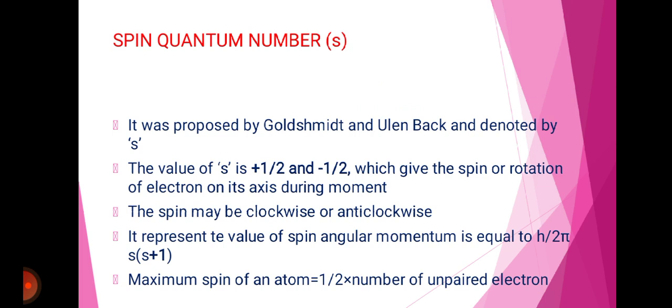And the last, the fourth quantum number, is the spin quantum number. It was proposed by Goudsmit and Uhlenbeck and denoted by s. The value of s is plus or minus half, which gives the spin orientation or rotation of the electron on its axis during the movement. The spin may be clockwise or anti-clockwise. It represents the value of spin angular momentum, that is equal to h by 2 pi square root of s into s plus 1. The maximum spin multiplicity of an atom is equal to half the number of unpaired electrons.